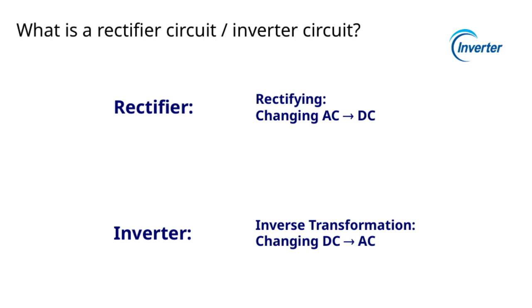Then we have inverters. An inverter is a device that takes DC and converts it into AC, often used in renewable energy systems or uninterruptible power supplies. Conversely, a rectifier circuit converts AC to DC, which is crucial in many electronic devices. Understanding these circuits is fundamental because they play a vital role in how we manage and convert electrical energy, seamlessly integrating different power sources into our systems.